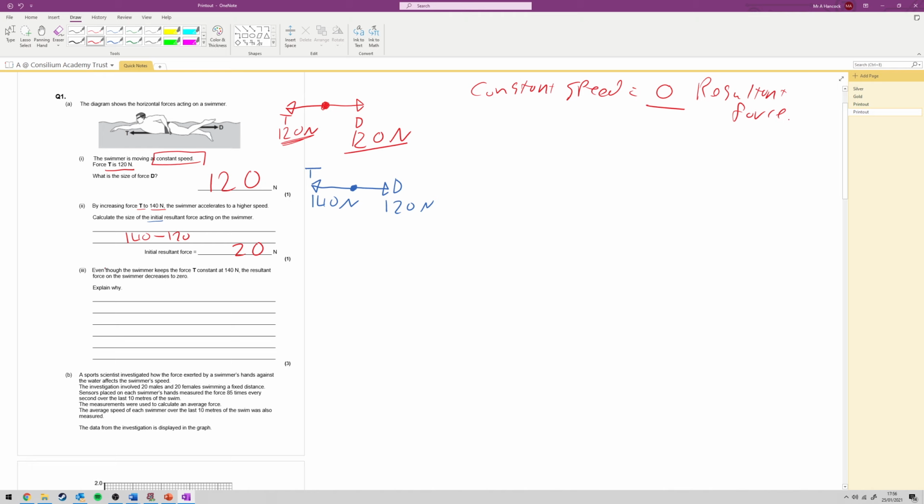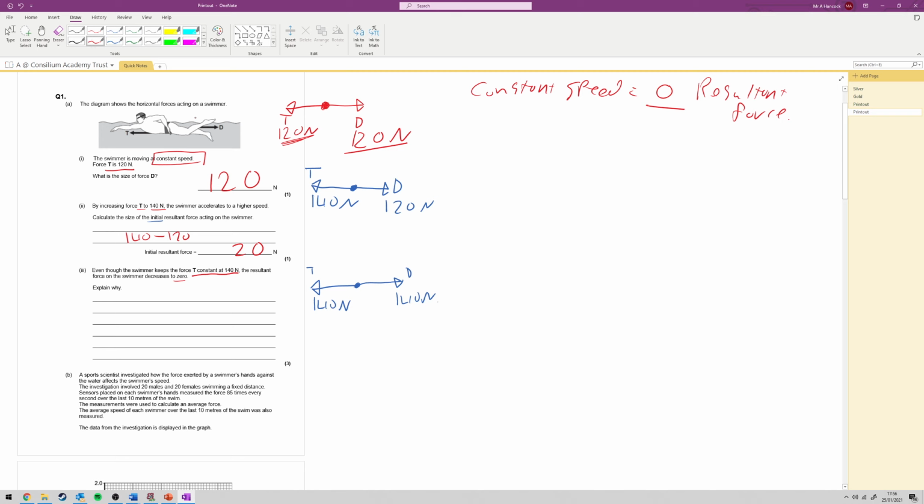Even though the swimmer keeps the force T a constant at 140, the resultant force on the swimmer decreases to 0. Explain why. Well, that's interesting. So what they're saying is, there's my swimmer. He keeps this force here, T, at 140 constantly. But over time, this force increases, which was the drag force, to be 140.